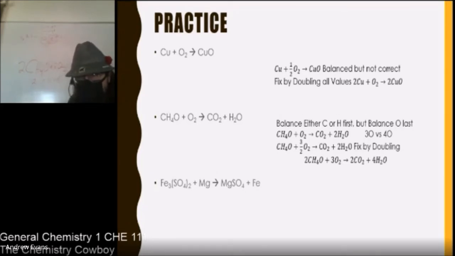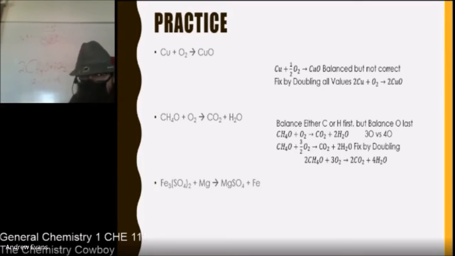And the last one, it's a weird one. Magnesium sulfate plus iron sulfate plus magnesium goes to magnesium sulfate and iron. Here's a nice little trick. Whenever you've got an oxyanion or something like that, where it does not change, we have a sulfate on the left and a sulfate on the right, you can treat the sulfate as just one unit. You don't have to break it down into sulfur and oxygen.